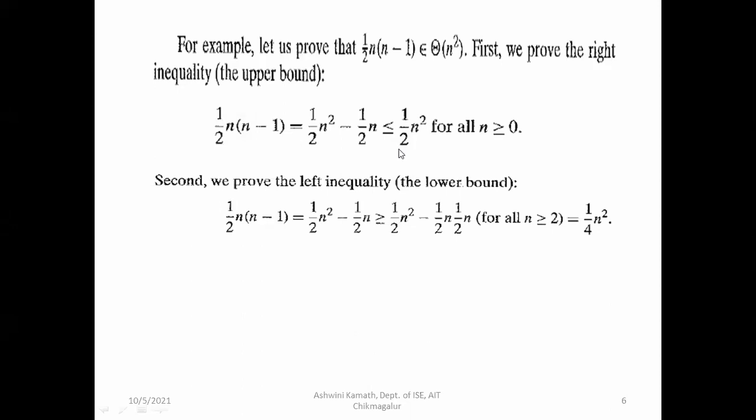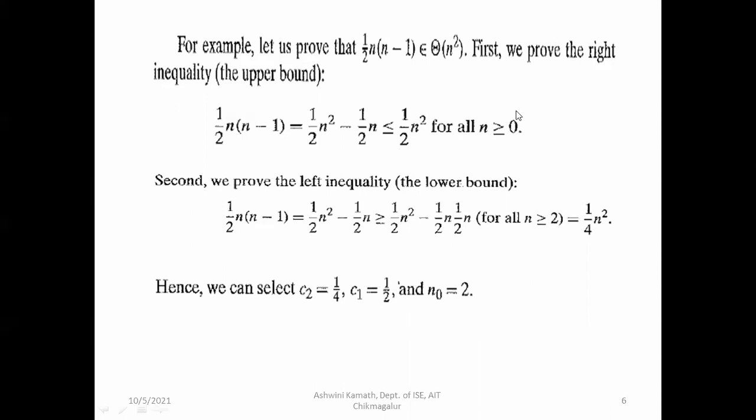I hope you understood the concept. So with some constant values C1 and C2 and initial value N0, we must be able to prove that the function T of N is both in big O and omega notation. Then only can we say that T of N belongs to theta of G of N. Hence we can select C2 equal to 1 by 4, C1 equal to 1 by 2, N0 equal to 2.